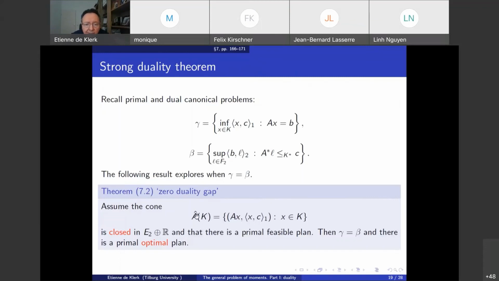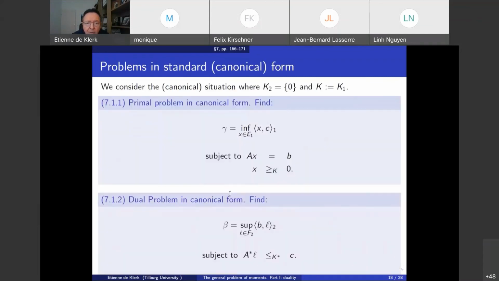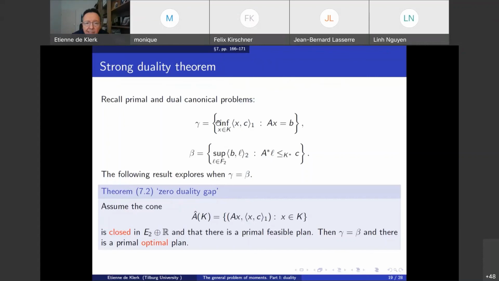The condition that has to be met is on this image, which is some linear image of the cone K. The cone K, again, is the cone we are optimizing over in the primal problem now. We have to assume that this image, which has 2 parts. The first part is the operator A times X, where X is anything in the cone. The second is the duality evaluated at X and C1, so the objective value at X in the cone.